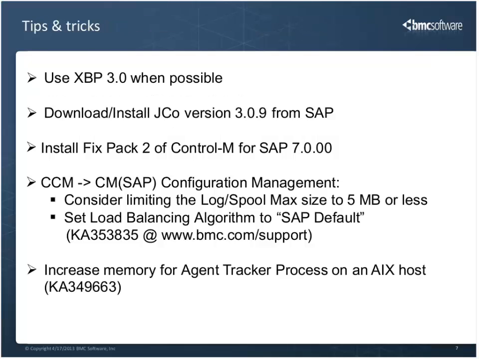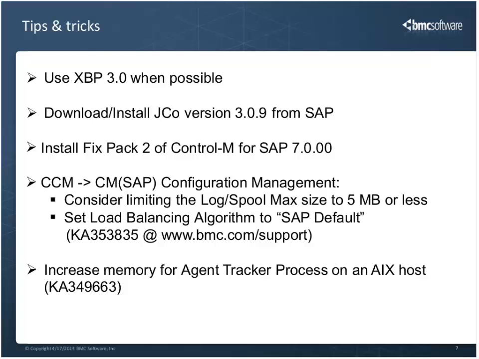Some of the things we talked about earlier: XBP3, again, these are the function modules that we use to interact with SAP. Highly recommend using XBP3 when possible, if that SAP system supports it. The JCO, the latest that comes from SAP, is version 309. Definitely recommend grabbing that version. There are some things with FixPack 2 of Control-M for SAP that we take advantage of, and so having both XBP3 and 309 lets us take advantage of that.